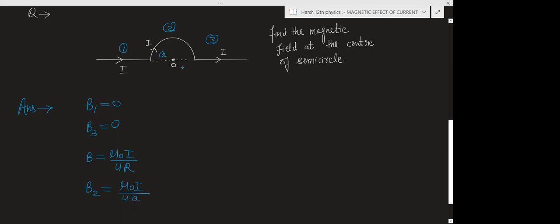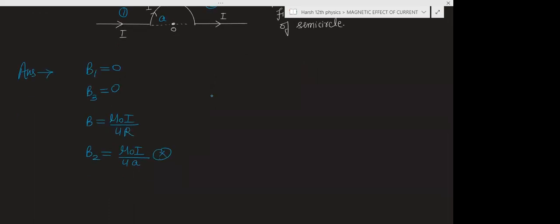Okay. Now what will be the direction? Can you tell me the direction? Just simply apply the right hand rule. Direction will be inwards. Yes, inwards. So when you calculate this, this is the magnetic field at point O. Total magnetic field at point O is equal to B1 plus B2 plus B3.